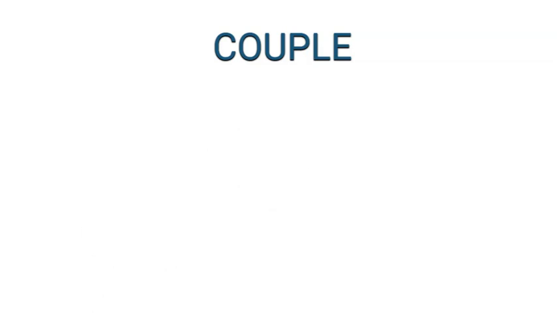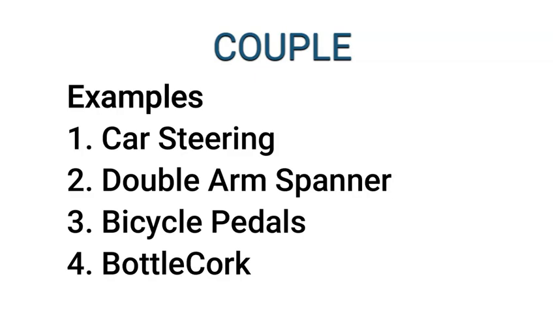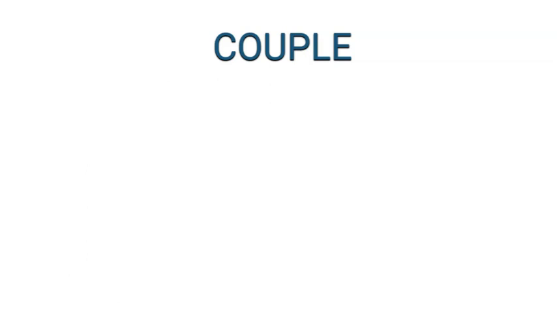To get more understanding, we have different examples from our daily life. Number one is the car steering, whenever we rotate the car steering to turn a car. Second is the double arm spanner, whenever we open or close a wheel of a car. Third one is the bicycle, whenever we ride the bicycle to move anywhere. And fourth one is the bottle cork, whenever we open or close the cork.